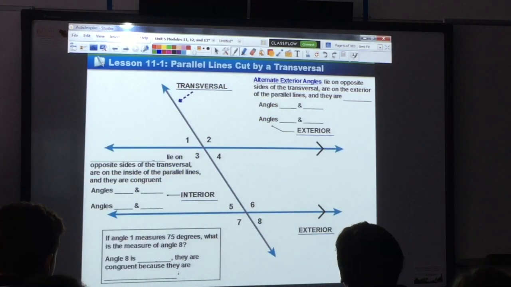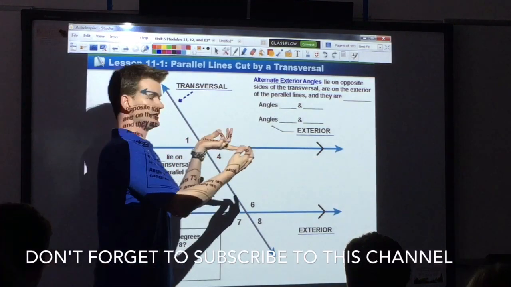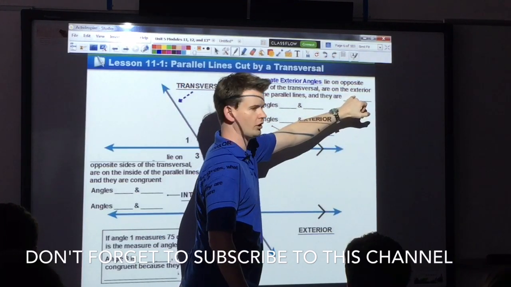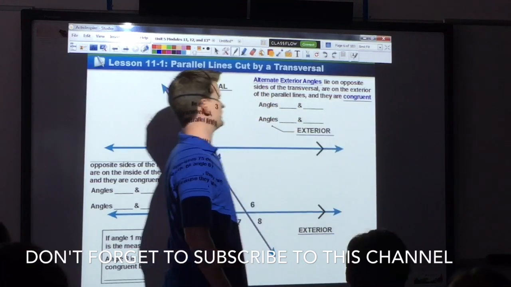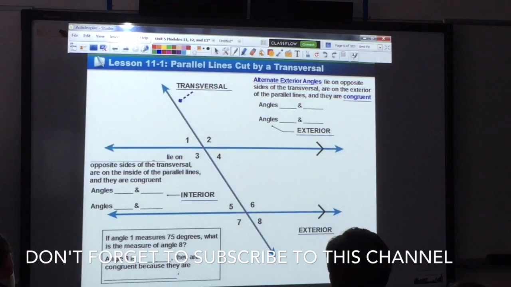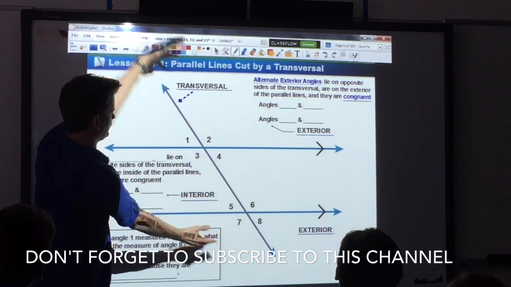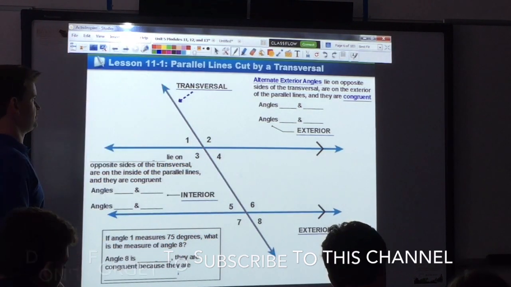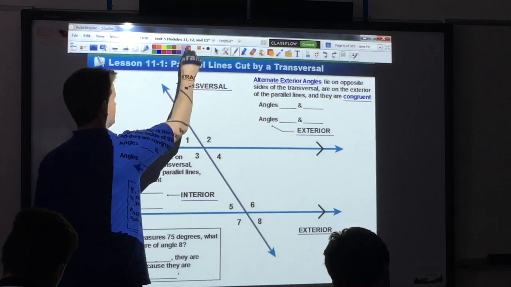Alternate exterior angles are on opposite sides of the transversal. They are on the exterior of the parallel lines. And most important, to help us find missing angle measures, they are, anybody knows what goes here? Starts with a C. Congruent. Alternate exterior angles are congruent. And they must satisfy all that criteria. They must be on opposite sides of the transversal, they must be outside of the parallel lines, and they must be congruent. If it doesn't meet all three criteria, then you do not have alternate exterior angles, you probably have something else.